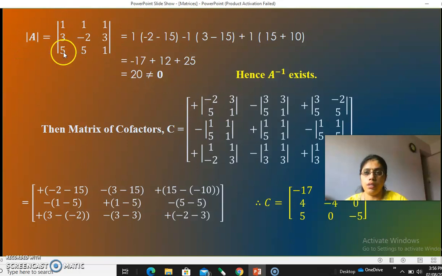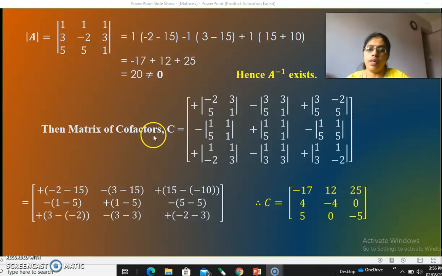So write down the matrix into determinant form first of all, then expand it. The value is 20, which is non-zero. Hence A inverse exists. The next step is to find the matrix of cofactors, which I have explained to you. You have to write that big matrix with 2 by 2 determinants, by hiding the corresponding row and corresponding column of that particular element for which you are going to find the cofactor. So there are 9 cofactors again.